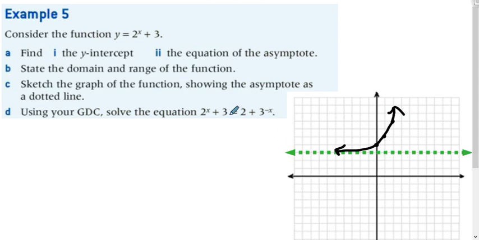So y-intercept, as we said before, it was at 0, 1, that shifted up. So therefore my y-intercept, x is 0, y therefore is 4. And we can figure that out by plugging that in here. Put 0 in for x. So what's 2 to the 0? 1 plus 3 is 4. So then the equation for the asymptote, so this is part 1. My asymptote, since it is a horizontal line and it's shifted up 3 units, that's y equals 3.